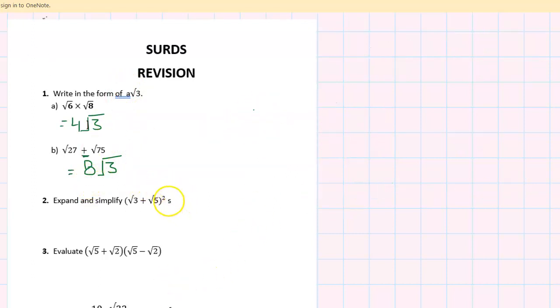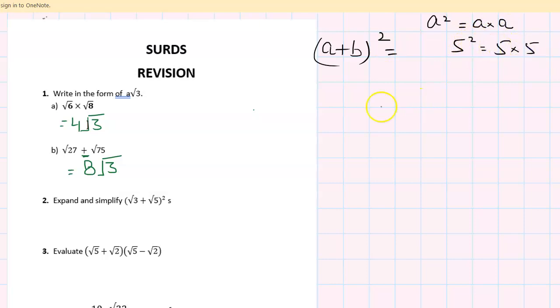Now the next question is about the expansion, and we know that A plus B, the square. Anything square means A multiply A. 5 square means 5 multiply 5. Any square means you have to multiply the number twice, not by 2, twice. So A plus B square will be A plus B multiply A plus B.